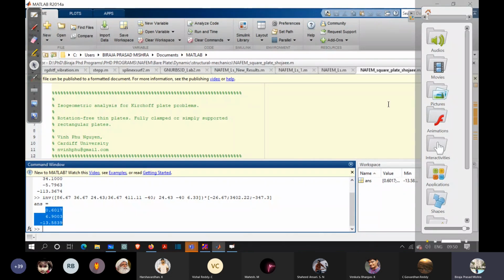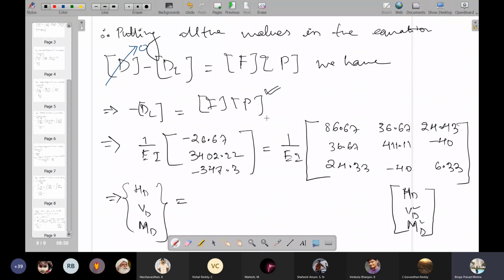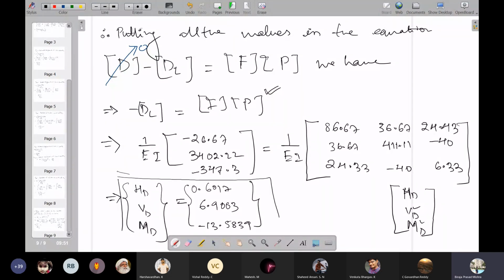So I calculated it using MATLAB. It is easy for me. So HD is 0.6017, VD is 6.9003, and MD is minus 13.5839. Okay, so these are the values.